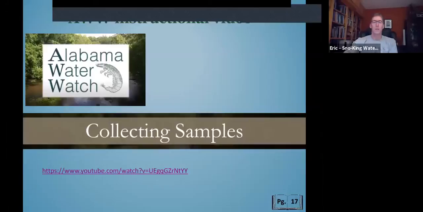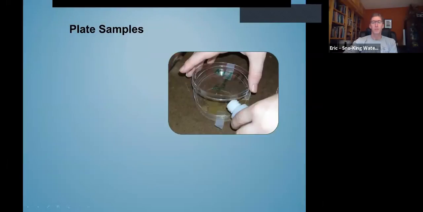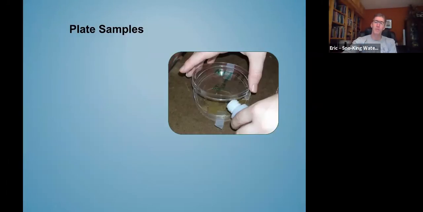Okay, so that was collecting the sample. The next part that you do is what's called plating the sample. So we've gone to the stream, we've collected our sample, we put it in the bottle. One thing we didn't mention, they talked about the sample size. We'll get into sample math a little bit in the next couple slides.